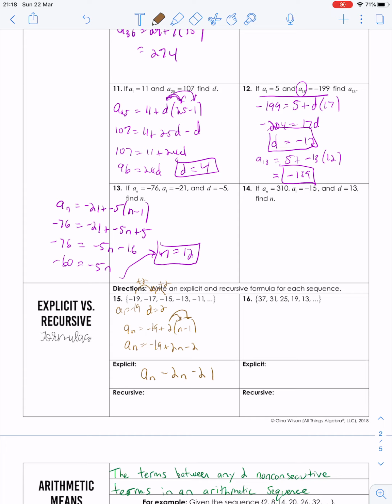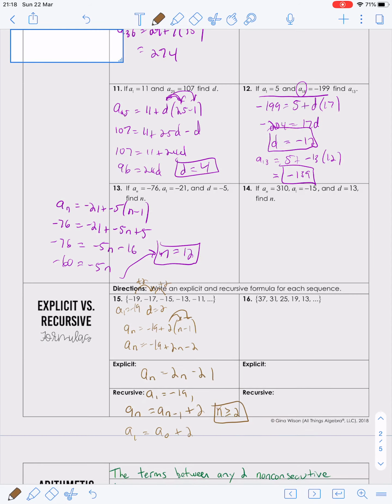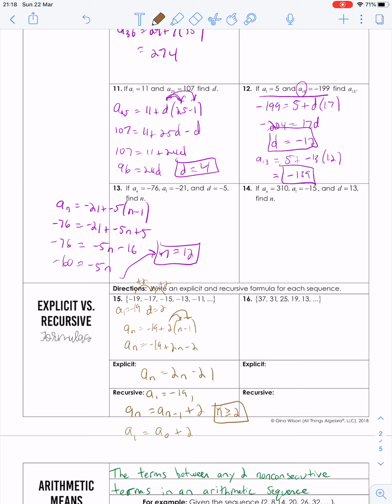Recursive's quite easy. So we have our a1, that's negative 19. And then our a of n is going to equal whatever the previous one was plus 2. Easy. And then we always have to write n is greater than or equal to 2. Because what if we had a of 1? Then we would have to say a of 0 plus 2. And is that possible? We don't know what a of 0 is, so no, we cannot do that. That's why we have to write n is greater than or equal to 2.